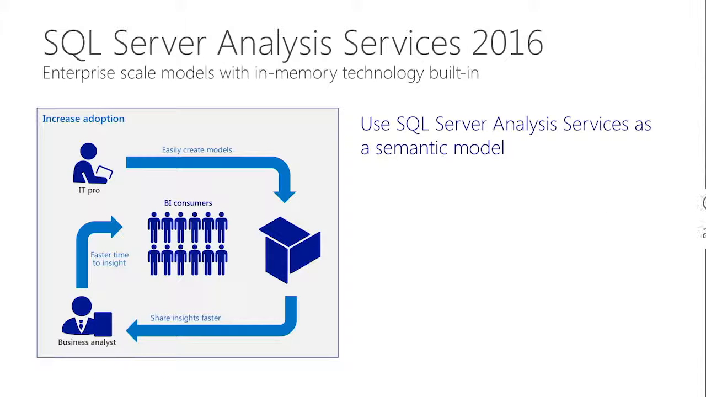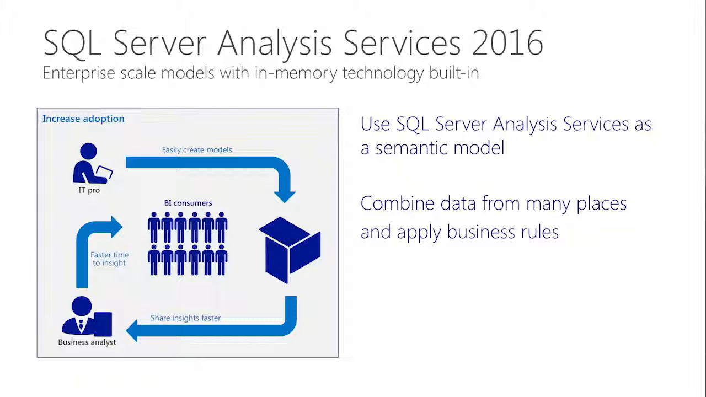It allows you to combine data from many different places. Imagine you have a CRM application, a sales application, and an HR application, and you want to combine them into a single cohesive view for the business. You can do so with the semantic model. And lastly, the other important aspect of the semantic model is that you can combine the business rules inside of the organization into this single view.